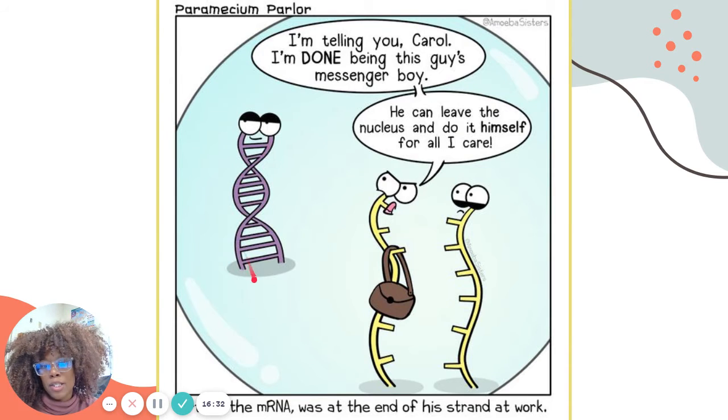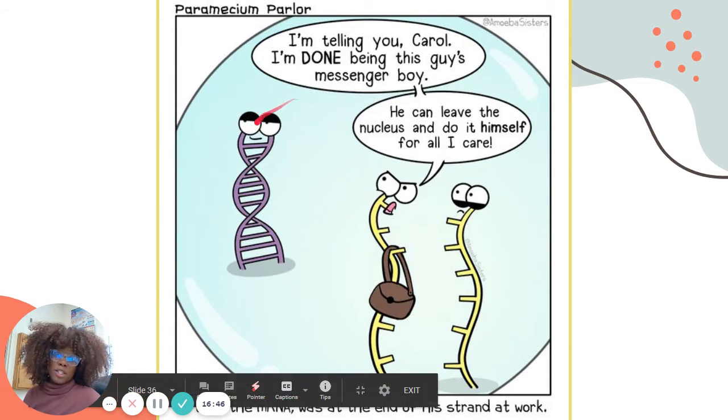So we have DNA chilling inside the nucleus. DNA cannot leave because it's too important. It cannot risk leaving the nucleus, its security, its protection inside of the nucleus. So what DNA does is it just sends an errand boy, a messenger RNA.